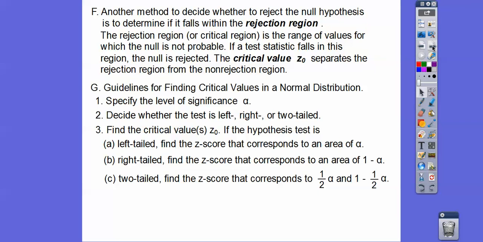Okay, if it's a right tail, find the area that corresponds to 1 minus that, because remember the area in the body is always to the left of that number. So if it's a right tail, you have to do 1 minus that. That'll give you the area over there. If it's two tails, find the z-score that corresponds to half of your significance value, okay?